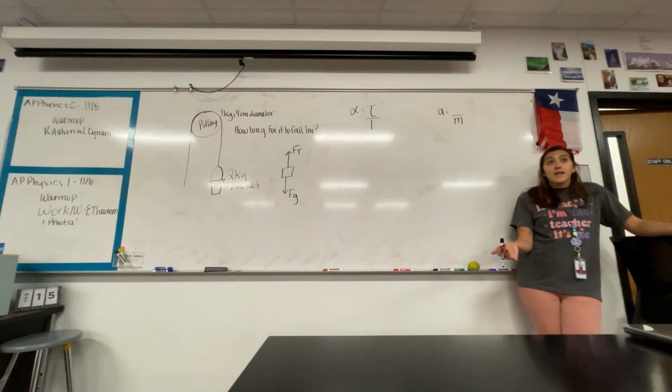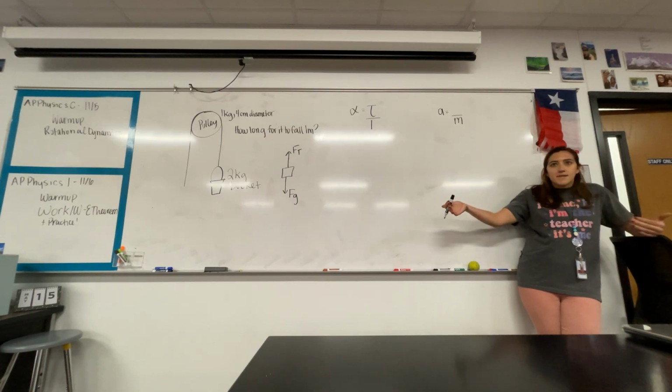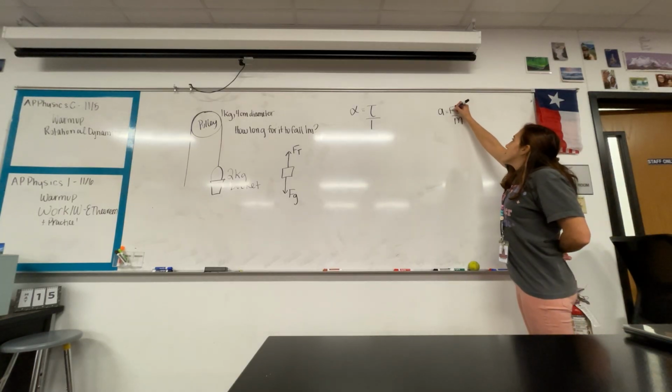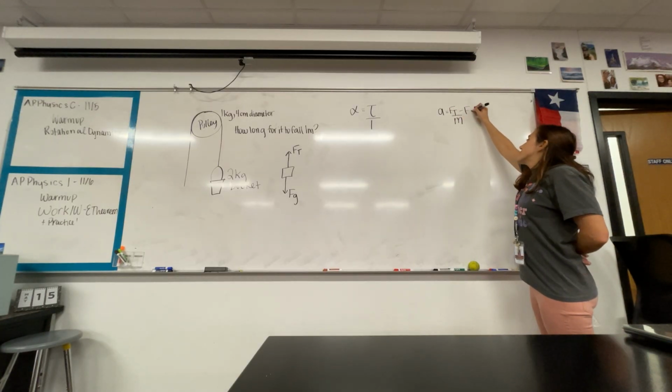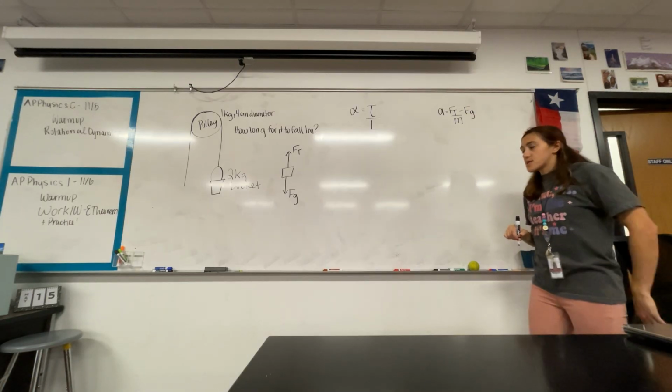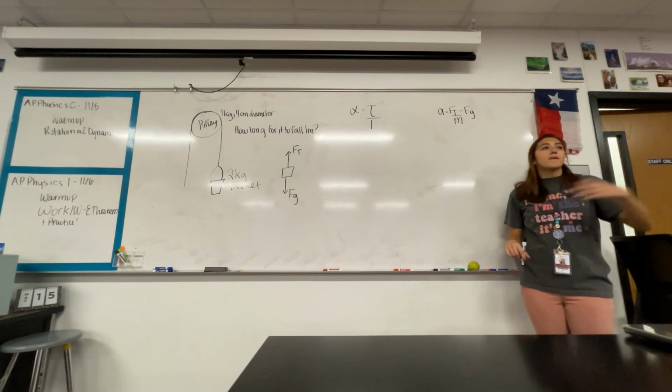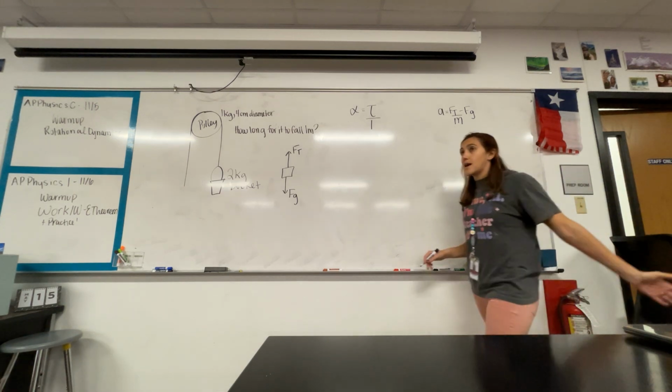If it's accelerating, then F net equals mass times acceleration. I have a problem there. So this is going to be Ft minus Fg. So we'll go ahead and put that up there. So the force of tension is not equal to mg. My life would be so simple if it was, but it is not.